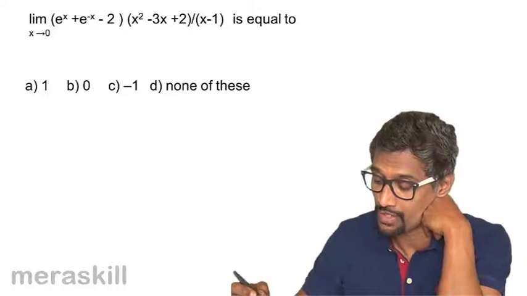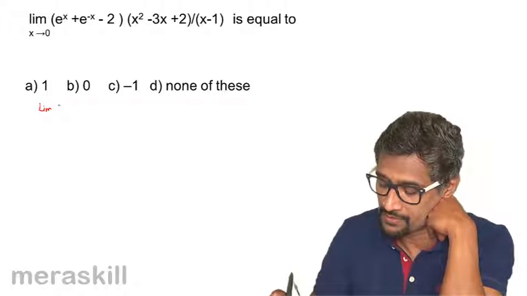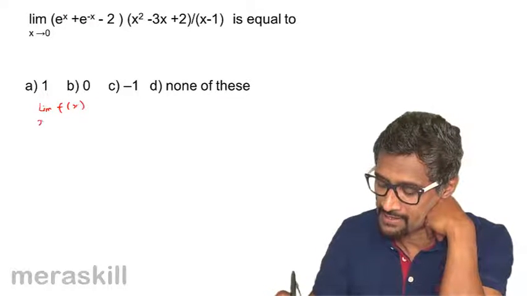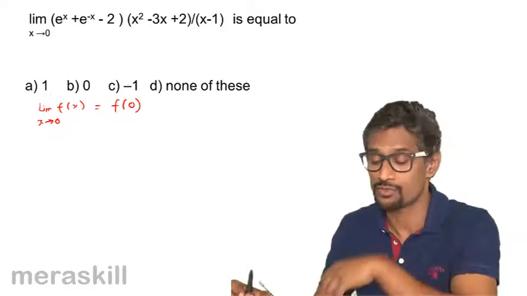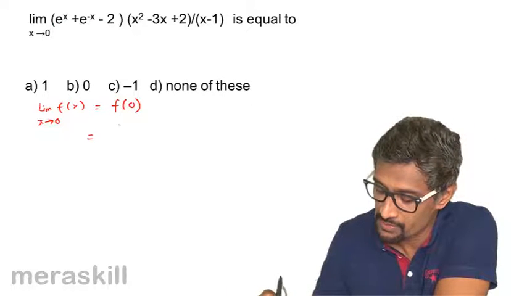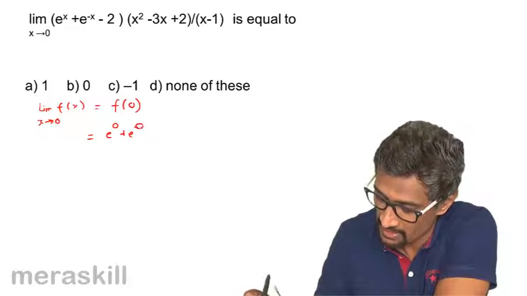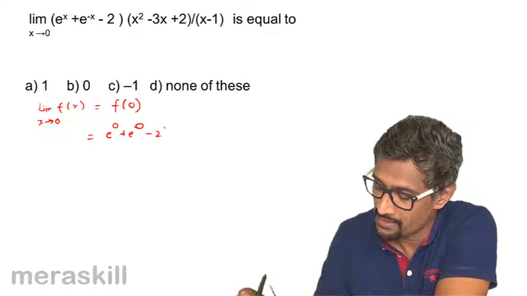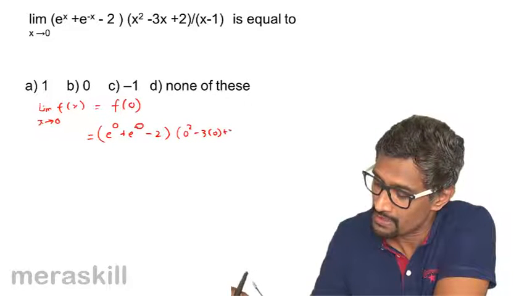Much the same way over here. In this case, the limit of this particular function as x approaches 0 is the value of the function when x is equal to 0, because it is a determinate function. So you just need to substitute. This will give you e raised to 0 plus e raised to minus 0, minus 2, into 0 square minus 3 into 0 plus 2, divided by 0 minus 1.